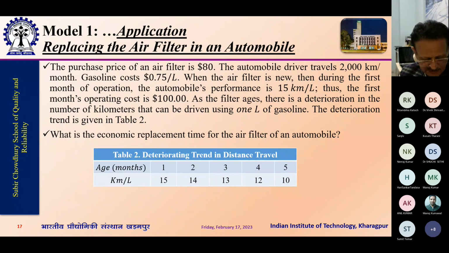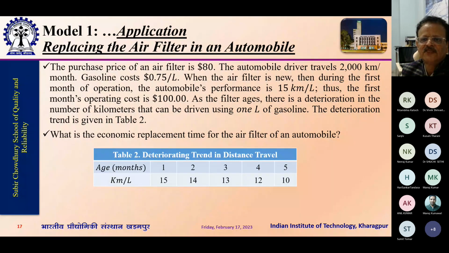Many of the time, as I said, integration is not possible. So this is one of the examples. You please solve it by yourself. Although the solution is done, most often I also make mistakes while solving it, right? So this is the data which is given: the filter cost is $80. The automobile driver travels 2,000 kilometers a month. This is a statement of the problem. Whenever you are studying a problem, one has to make a statement so that it can be understood very well to model it later.